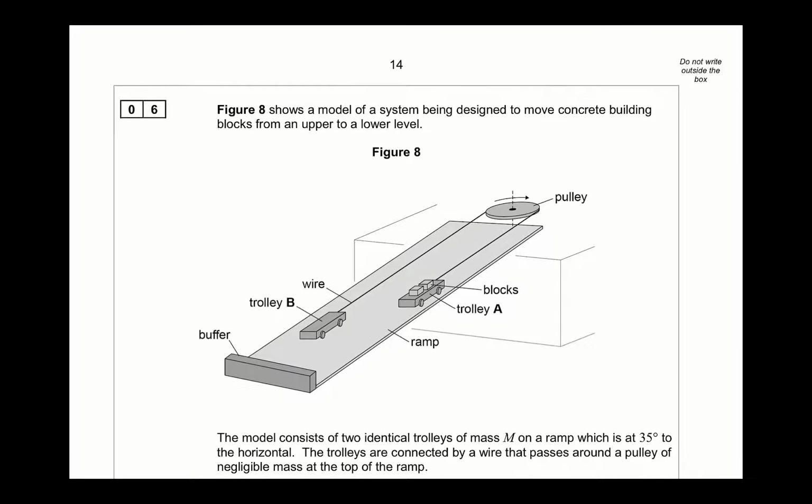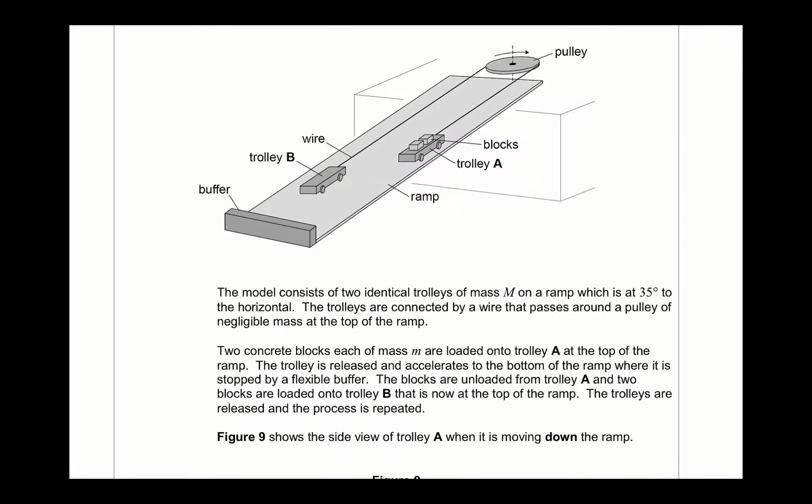Okay, so this is question 6 from the 2017 A-level paper 1. So we've got this pulley and trolley system. Each trolley has a mass capital M. There are 2 concrete blocks of mass little m loaded onto trolley A. The trolley is released and accelerates to the bottom of the ramp where it's stopped by a flexible buffer. The blocks are unloaded from the trolley, and it is repeated.